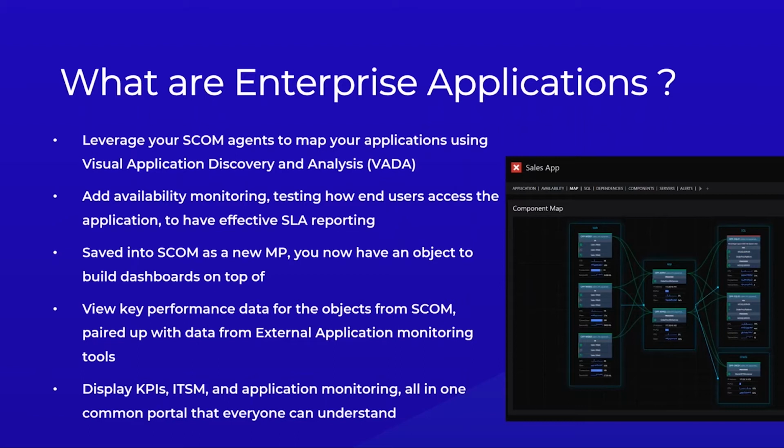You can then view the key performance data for the objects that are in the enterprise application, and then go ahead and pair this with data from external application monitoring tools. There you could display things like the KPIs, the ITSM, other APM data, all in one common portal so that everyone can understand.